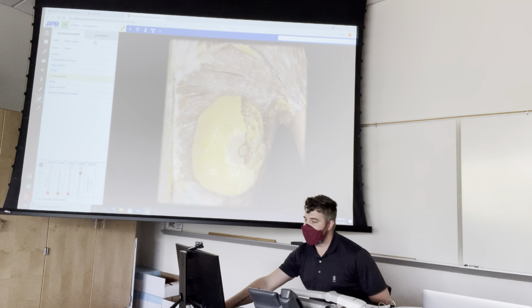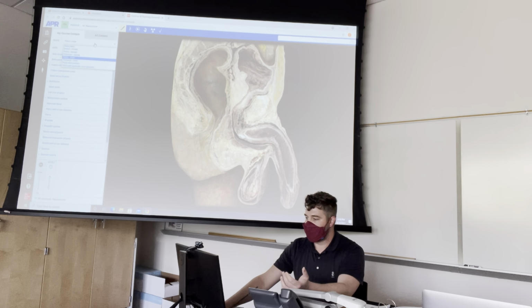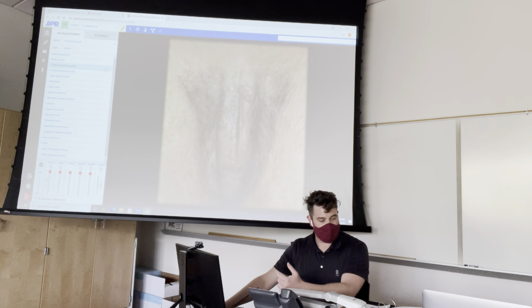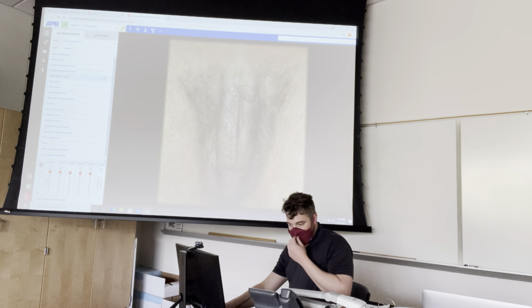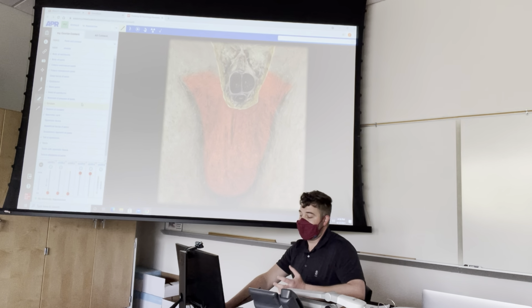Jumping over to the male system. With the male, again, we have the pelvic view, but then we also have this penis and scrotum isolated. So we're going to start here. So in the male reproductive system, the first structure is the scrotum. The scrotum refers to the sac of skin that contains the testicles.